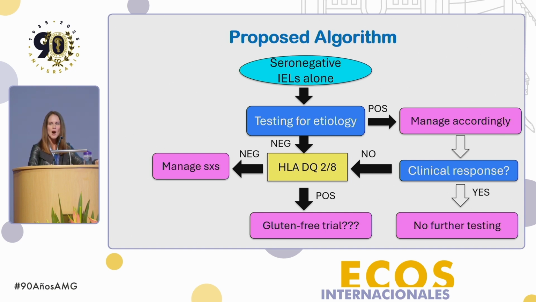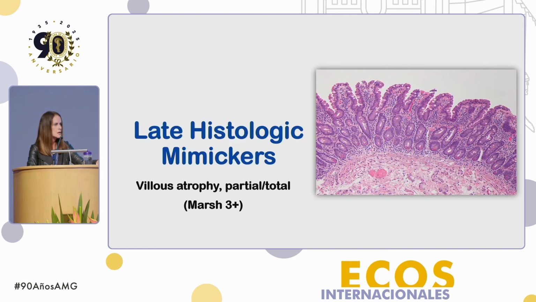But the tricky part is most of those patients will probably have improved small bowel biopsies the next time you biopsy them, regardless of what you did with their diet. So, are you really going to commit someone to a lifelong gluten-free diet who has no antibodies and who only has intraepithelial lymphocytes? Very, very tricky. Let's talk about the late histologic mimickers, because I think these are a bit easier and we have more tools to differentiate them.